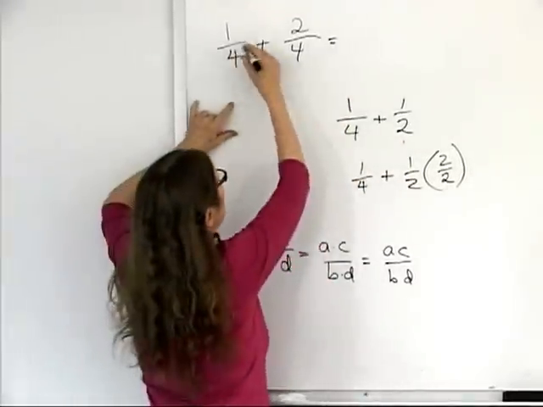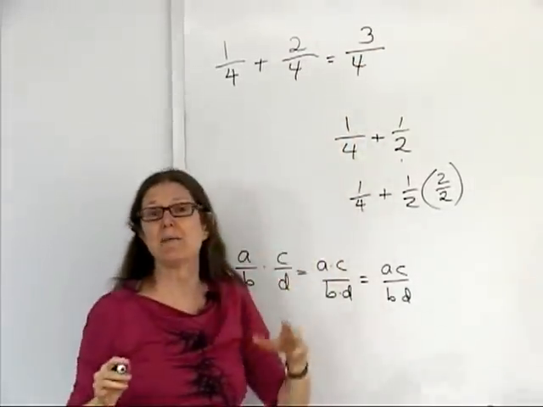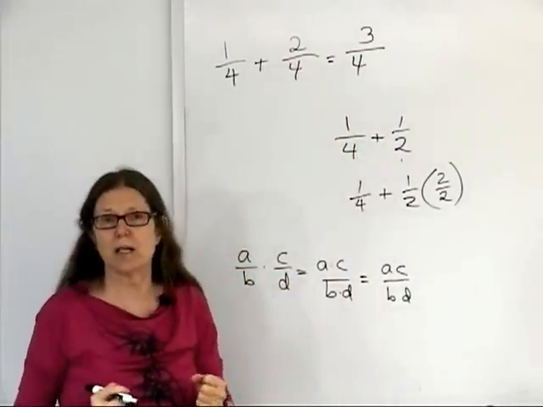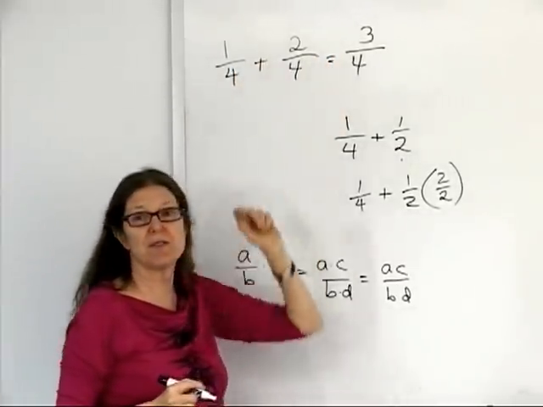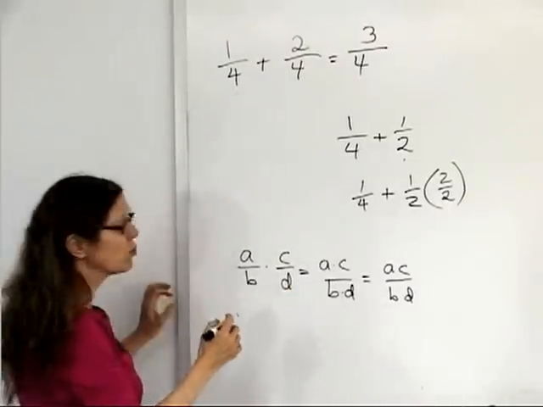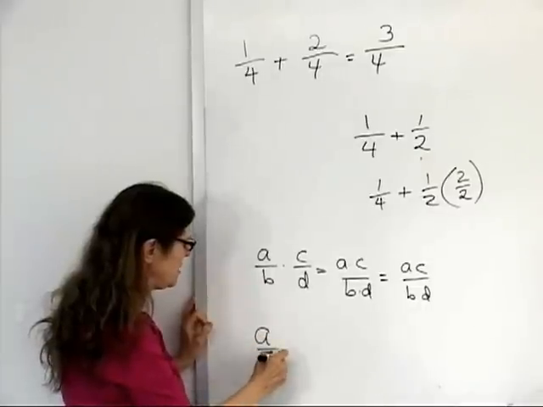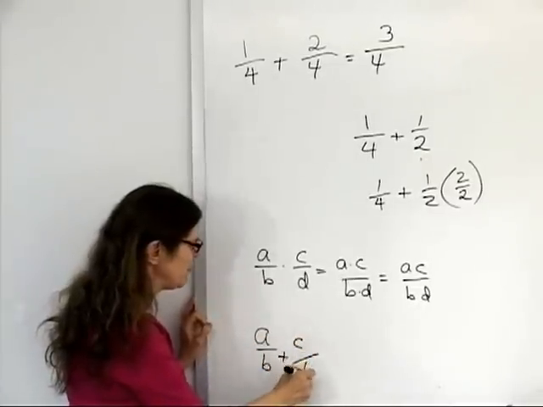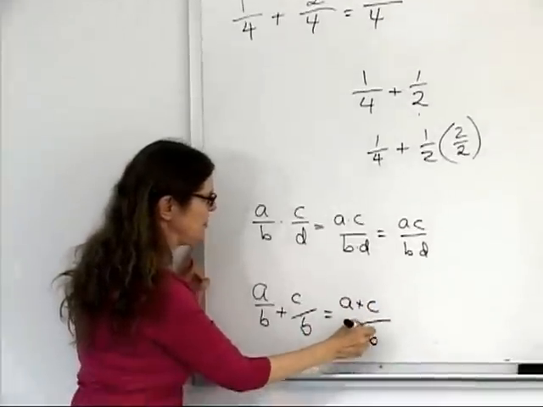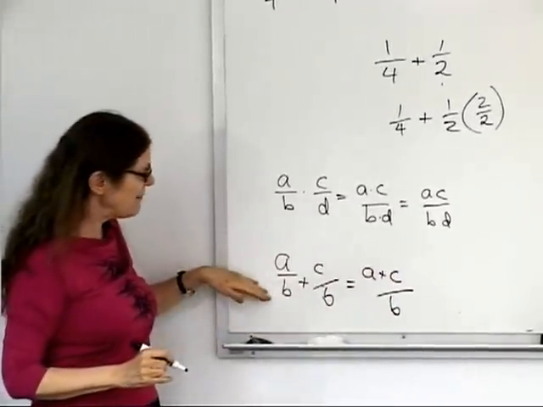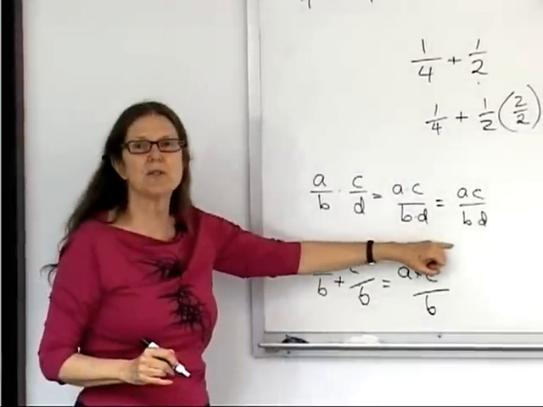So here I'm going to add 1 plus 2 is 3, and I don't alter the denominator. That just tells us the kind of thing we're talking about. 1/4 and 2 more fourths make 3/4. So you can see our rule for adding fractions would be this: a over b plus c over b equals a plus c over b. So when we add fractions, we have to have the same denominator. When we multiply, we don't.